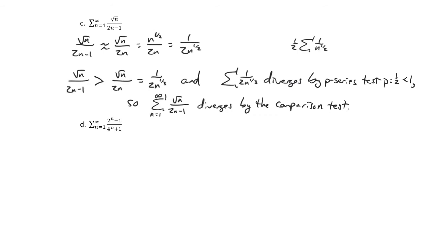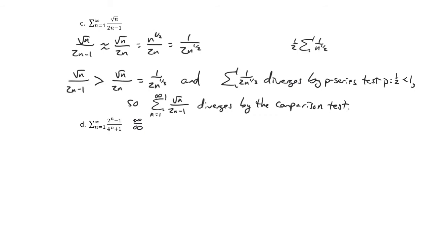Okay, so let's look at the next one. We've got 2 to the nth minus 1 over 4 to the nth plus 1. Now, this is slightly different because it's not a rational function. It's not rational because the numerator and denominator are not polynomials. But we do have this idea that the numerator, 2 to the n minus 1, will go to infinity, as will the denominator. So this will be an infinity over infinity indeterminate form.